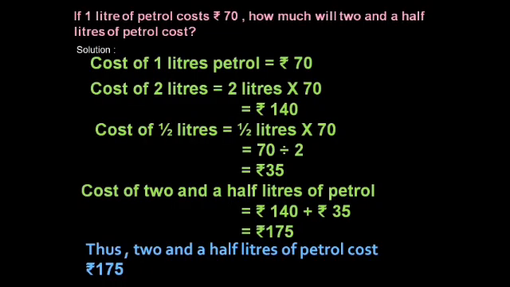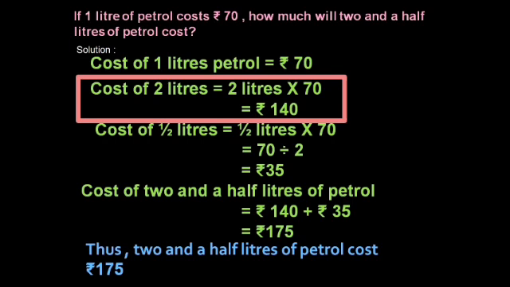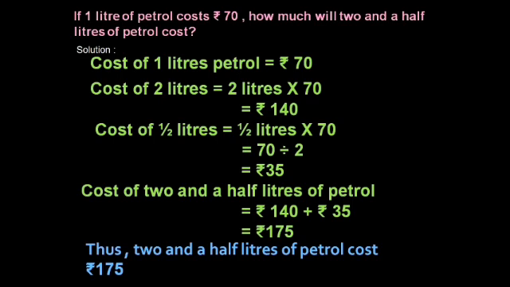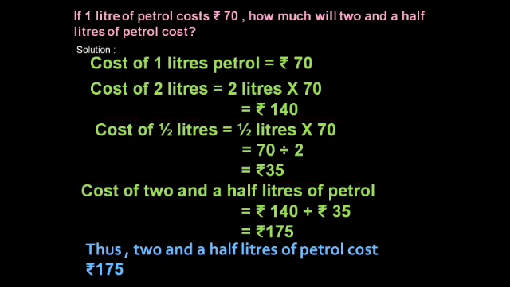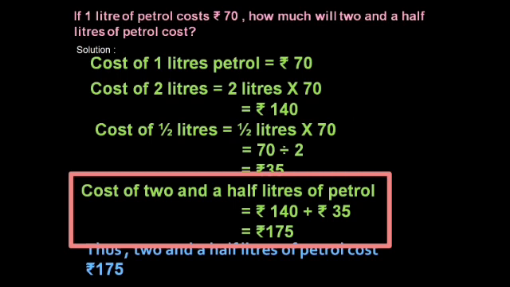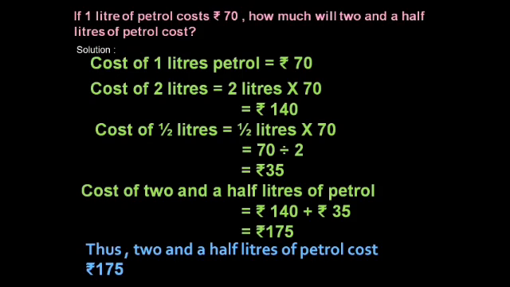So cost of 2 liter will be 2 liters multiplied by 70. When we multiply 2 by 70, we'll get the answer as 140. Now cost of half liter is equal to half liter multiplied by 70. When we divide 70 by 2, we'll get the answer as 35. Now the cost of 2.5 liter of petrol is 140, which is 2 liters' cost, plus half liter, 35 rupees. So 140 plus 35 is equal to 175 rupees.